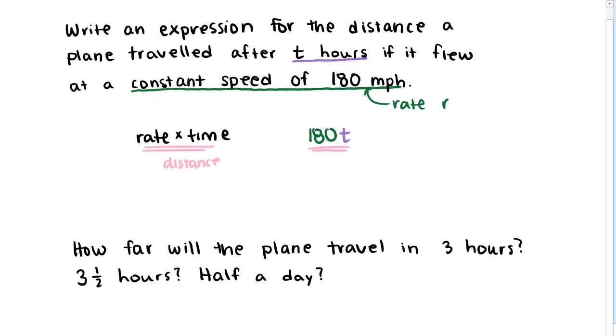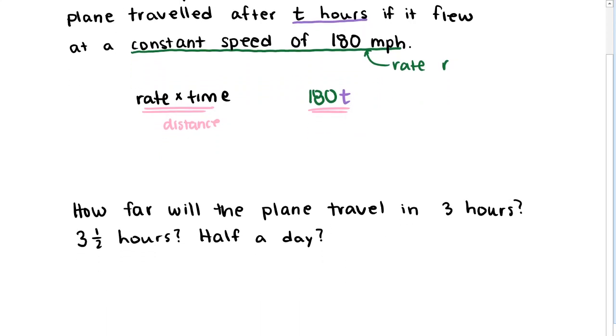And so here, this next question asks, how far will the plane travel in 3 hours, 3.5 hours, and half a day? And so here we can compute that distance by using our expression, right? So this is an expression that determines the distance the plane has traveled. We just need to plug in different values for time to see that distance.